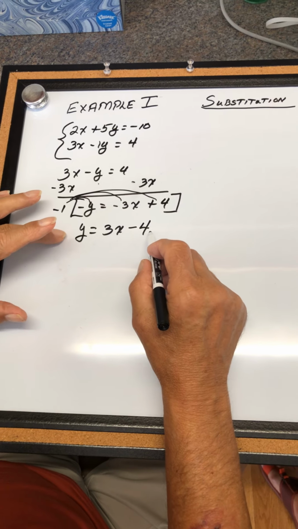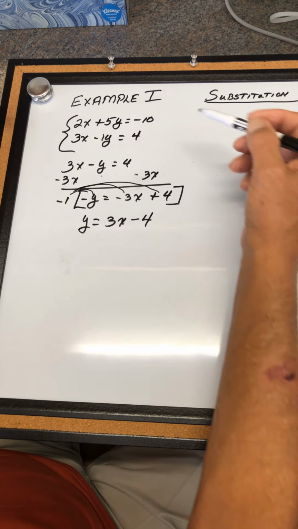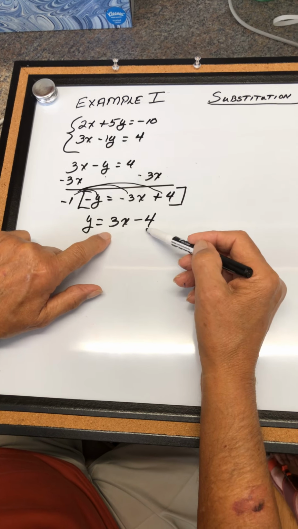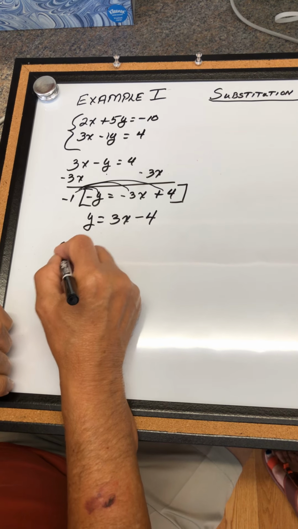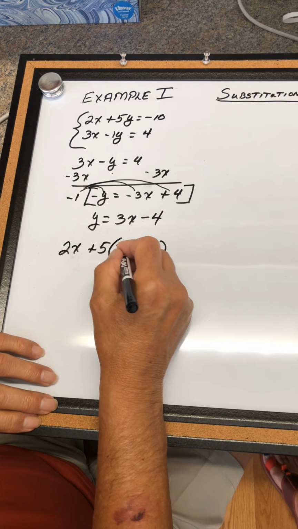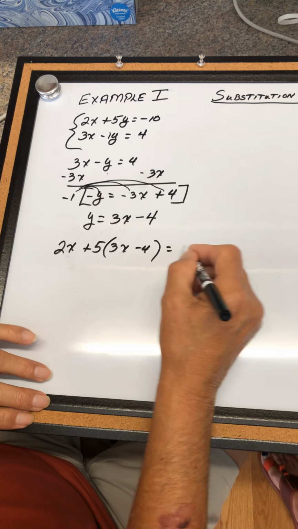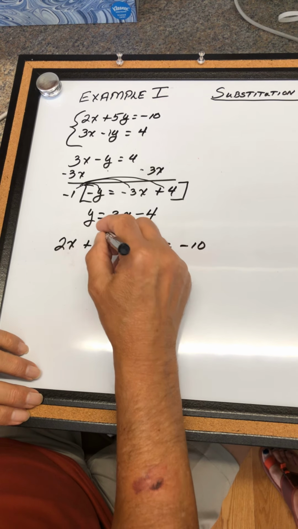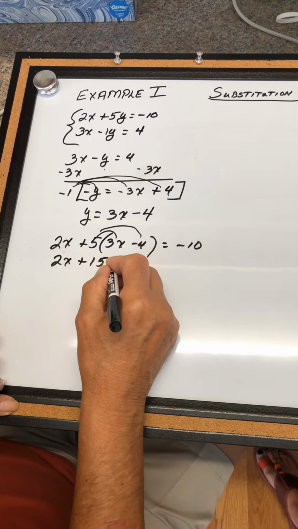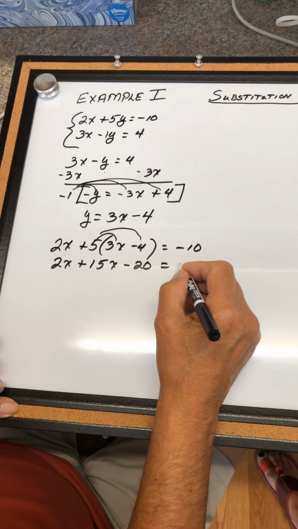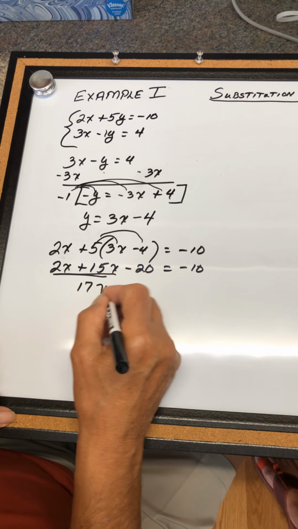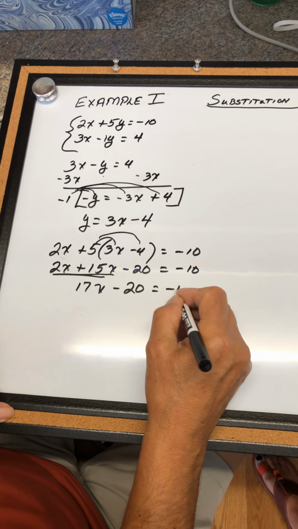Now, take this equation here for the value of y, substitute it into the opposite equation. Wherever there's a y, this has to go into the y value here. So I'm going to say 2x plus 5. Now instead of y, I'm going to put 3x minus 4 equals minus 10. Now use the distributive property on this, which will be 2x plus 15x minus 20 equals minus 10. Put the like terms together, which gives me 17x minus 20 equals minus 10.